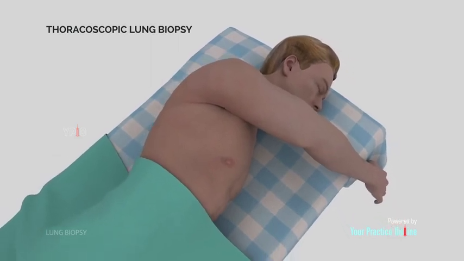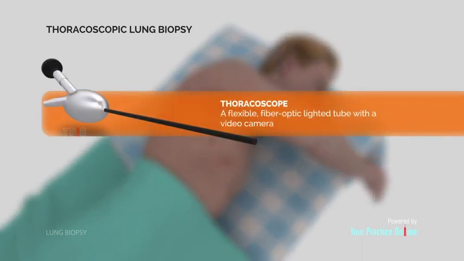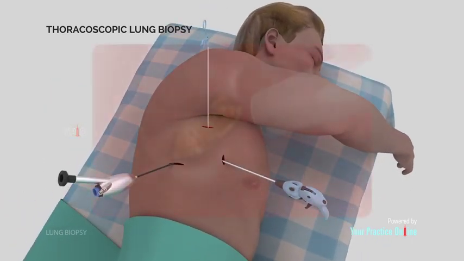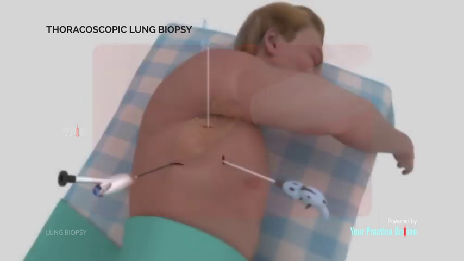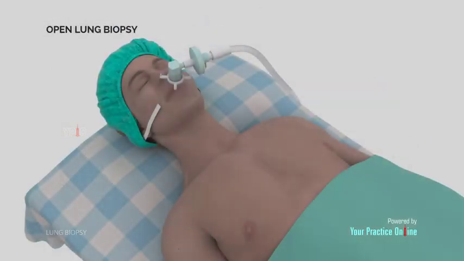Thoracoscopic lung biopsy. After administering local or regional anesthesia, your physician makes 3 small incisions on the chest between the ribs. A thoracoscope, a flexible fiber optic lighted tube with a video camera, and tiny tools are then passed through the incisions into the area of the lung to be biopsied, and a sample of lung tissue is extracted. A thoracoscopic biopsy is also referred to as a video-assisted thoracoscopic surgery, VATS biopsy, as a video camera is used to guide the physician.